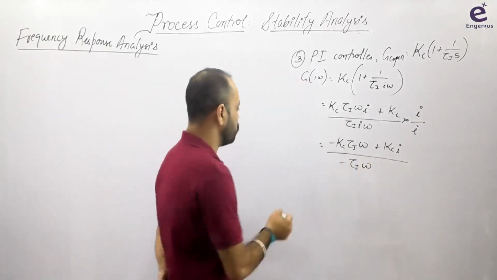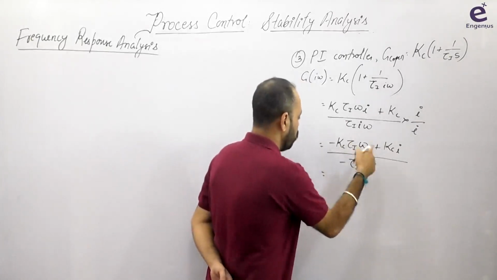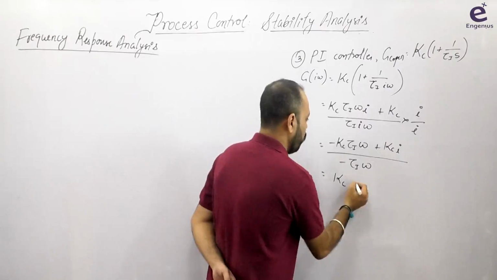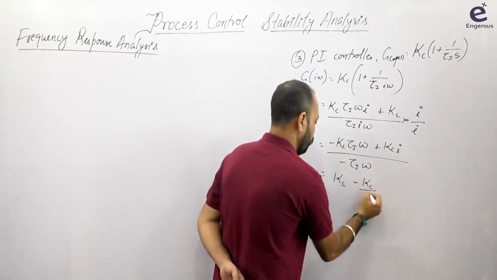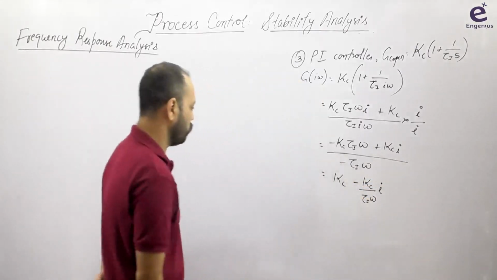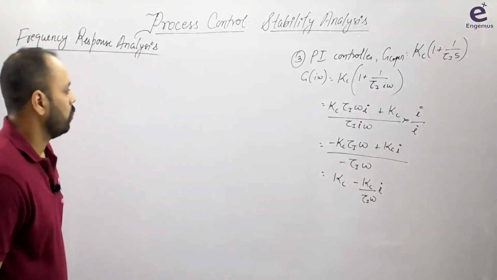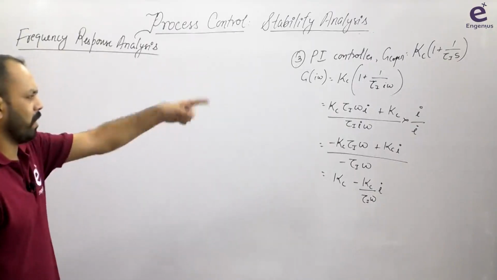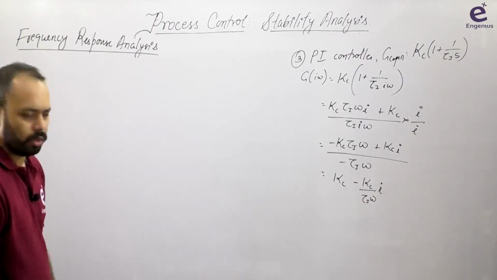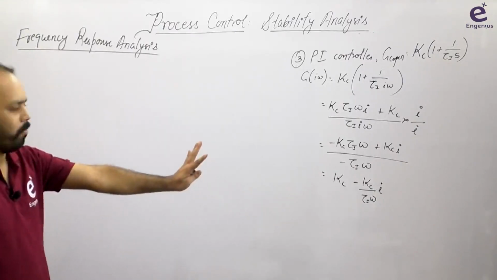If I want to convert this into real plus imaginary part, this is Kc, that's just Kc here. Kc minus Kc by tau I omega into iota. Like this? You can also multiply Kc and iota that way. It doesn't matter, right? There are various ways of doing the same thing. This is a standard form of a complex number.